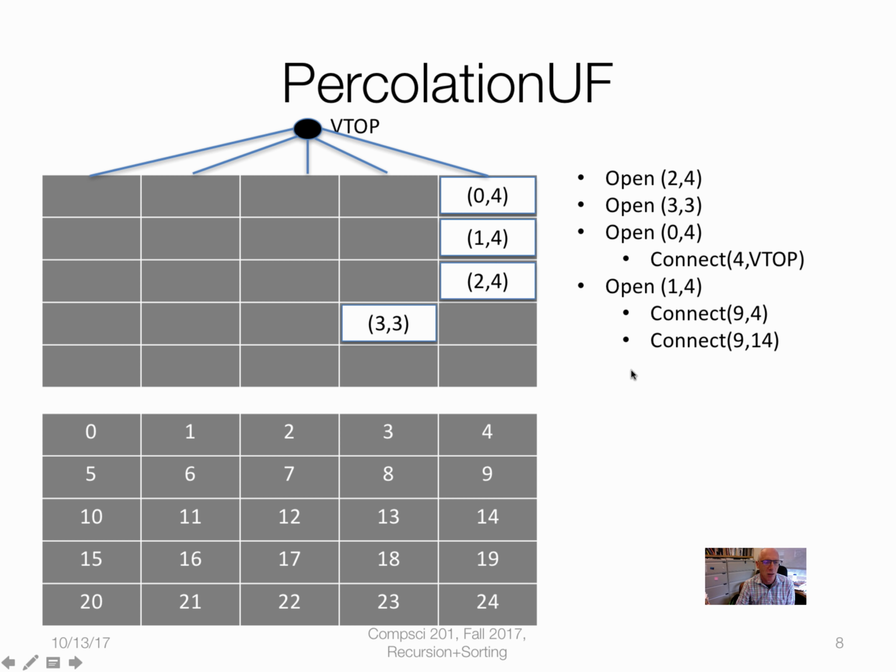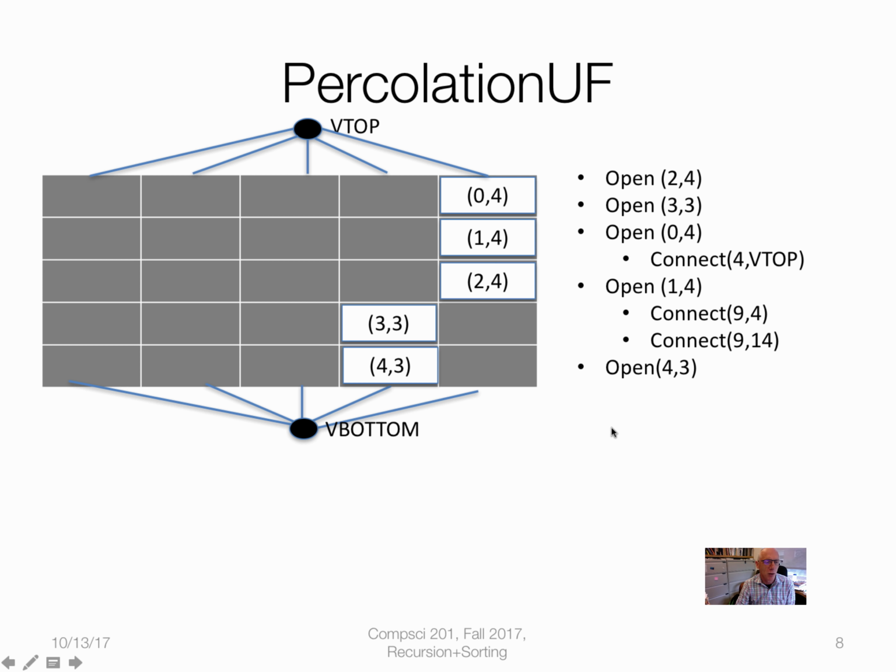That's 2 connects. Now I open 4, 3. That's a little bit different because it's a cell in the last row. And the last row has something that corresponds to VTop. We call it VBottom. The picture shows here that when I open a cell in the last row, I need to connect it or union it with VBottom. So 23, which is the number that corresponds to this cell, is connected with VBottom, and because it's adjacent to another open cell, I'm also going to connect 23 with 14.